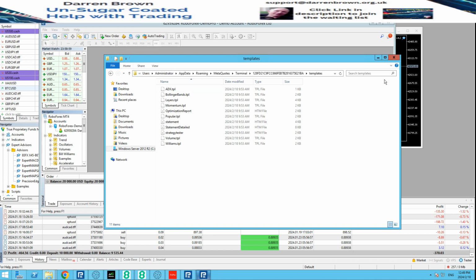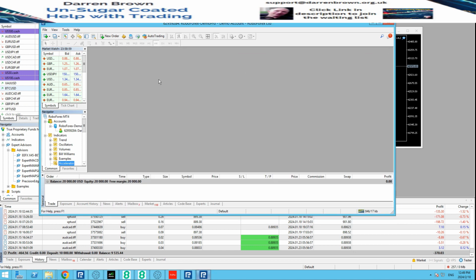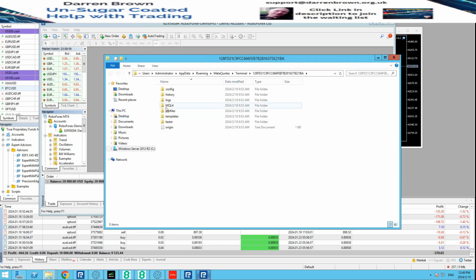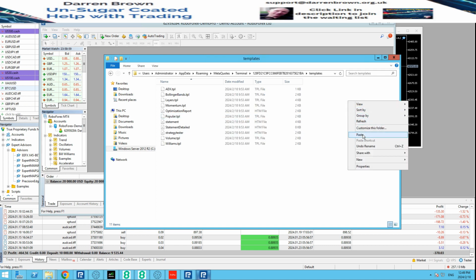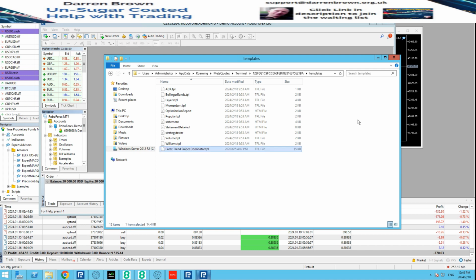If you're thinking, well, I'm confused, just give me 5 seconds and I'll show you. You're inside your actual MetaTrader 4 account. You go to File, Open Data Folder, and where we're in the data folder, you don't go next to the MQL4, you come down to template, and then you paste in your template like so. You can see that the Forex Trend Sniper Dominator template has now been added.